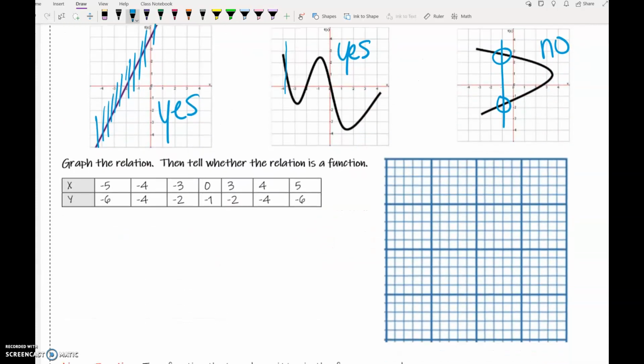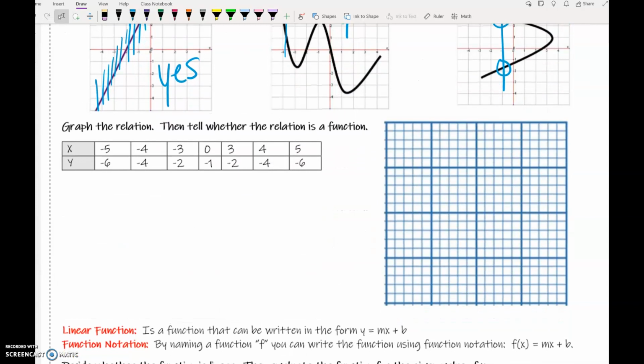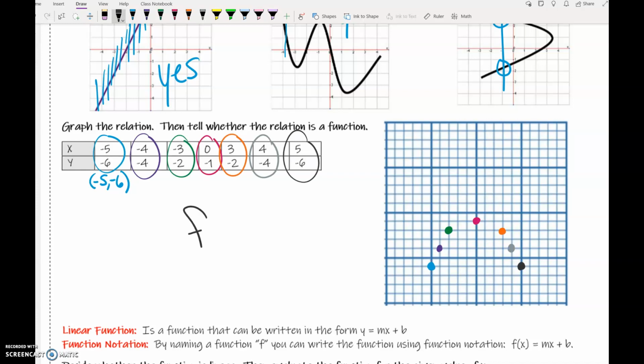All right, so on your own, graph these points. It's just another way of showing you ordered pairs. Instead of actual ordered pairs, the x value is on top in the table, the y value is on the bottom. So this point is -5, -6. So take a moment and graph this relation. Okay, once we plot these points, is this a function? Yes, this is a function. You can see in the table that there are no repeated x values, and you can see in the graph that vertical lines would only touch 1 point at a time.